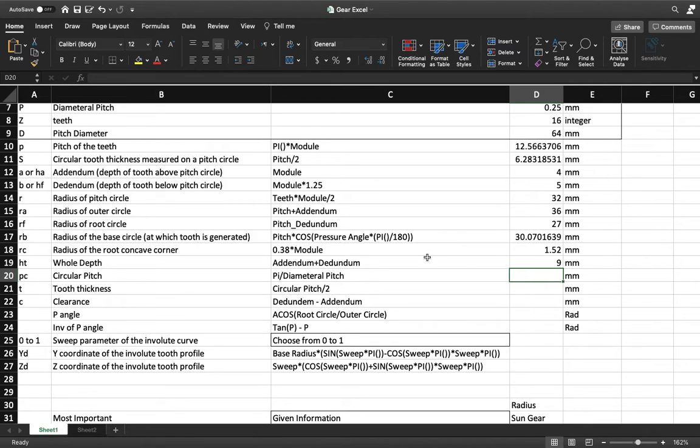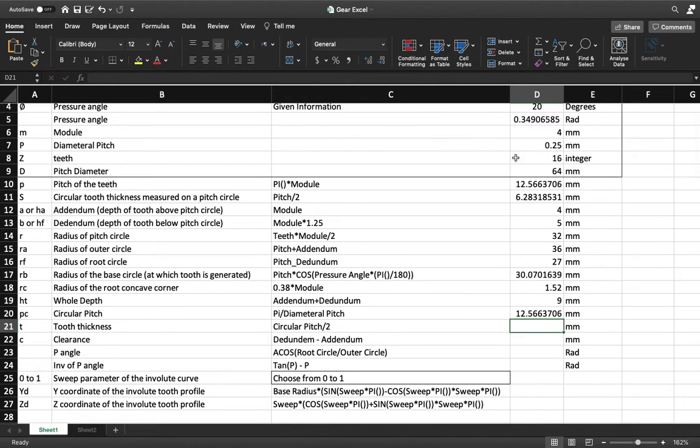Circular pitch, yeah. Why do we need all this? Just to make sure that when the final product is done, our calculations were correct or not. Because usually we reverse engineer a gear by designing it here, so at the end we have to compare it with the actual product. Pi divided by the diametral pitch. Circular pitch divided by 2.